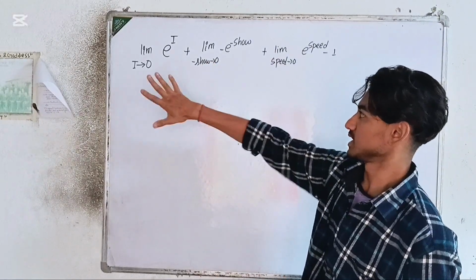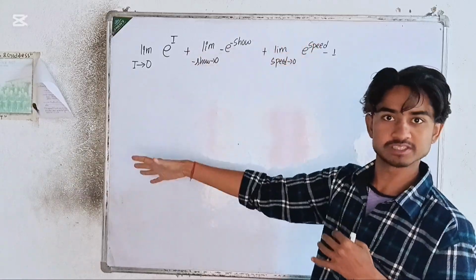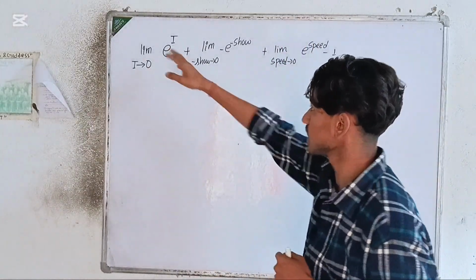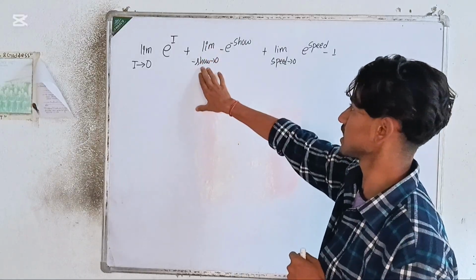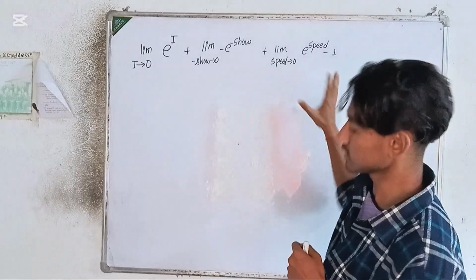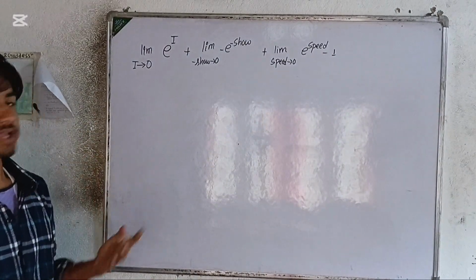So he writes this expression and he would solve it and get the desired result of his name. It basically contains the limit as i tends to 0 of e to the negative i, and the limit as so tends to 0 of e to the negative so, and so on, and speed, with some negative one there. So how can we solve this?